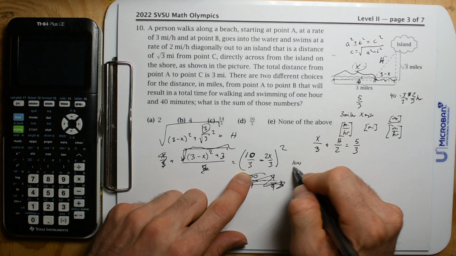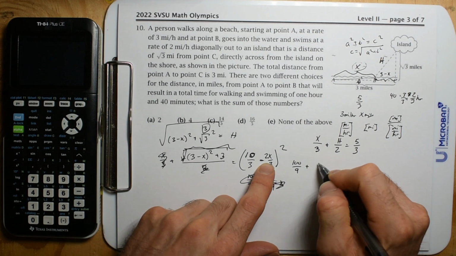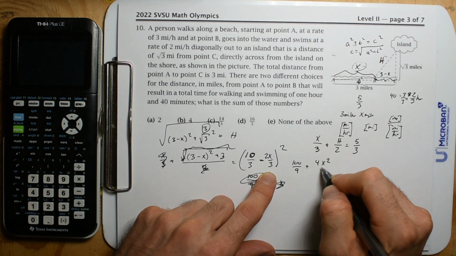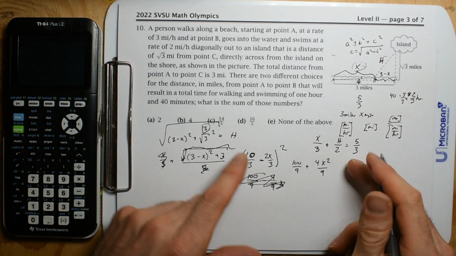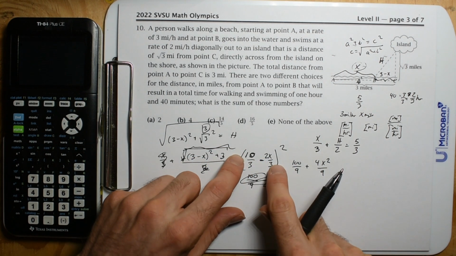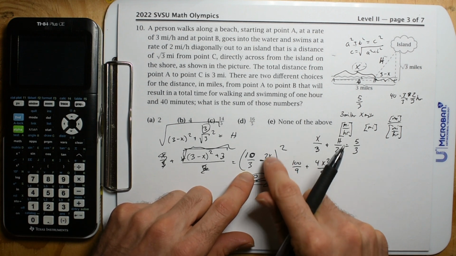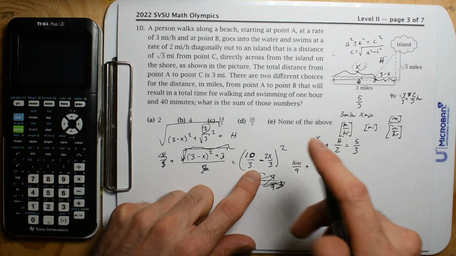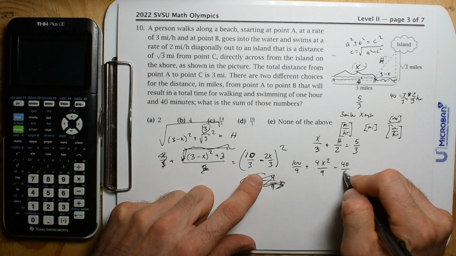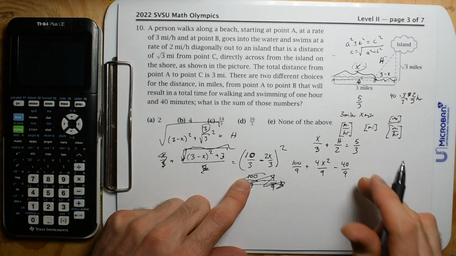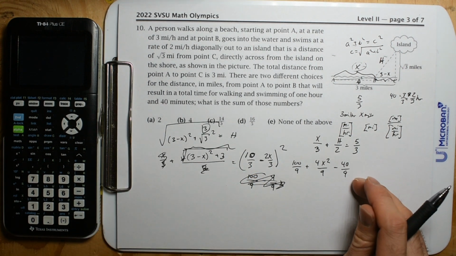So we're going to go 100 divided by 9 plus 4x squared divided by 9. Cool. Now multiply them together, and we get 20 divided by 9. That's a negative. Negative 20. So that's going to be negative 40. So we get negative 40 divided by 9. Alright, sweet. I guess everything's divided by 9.